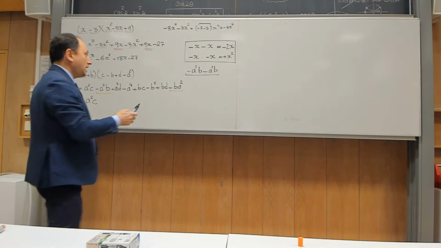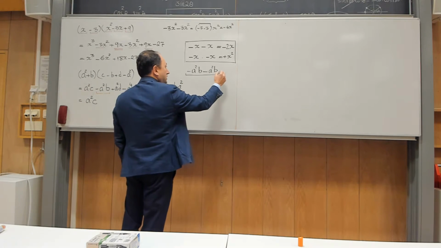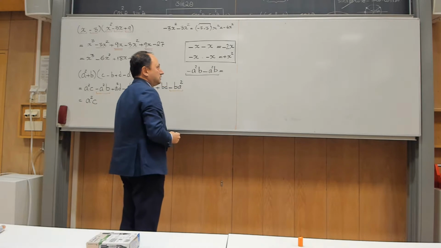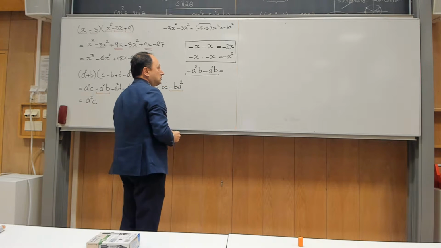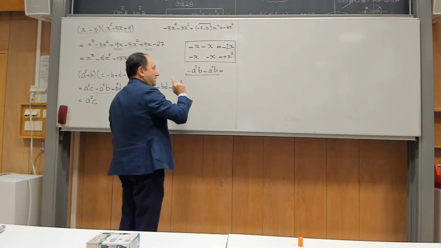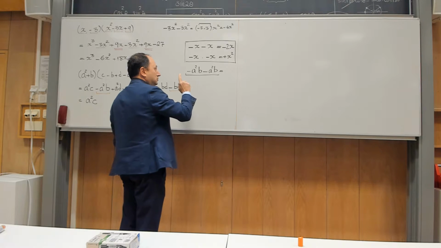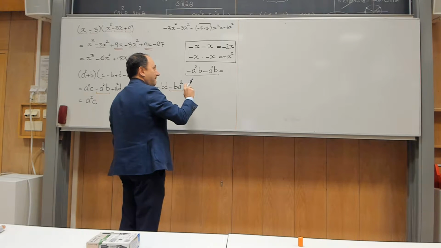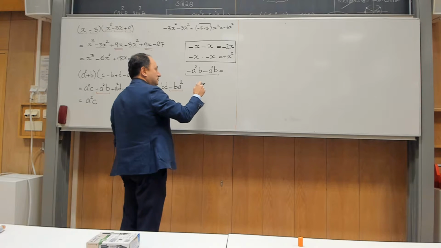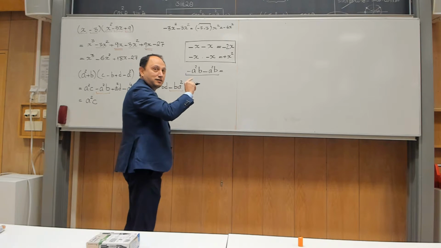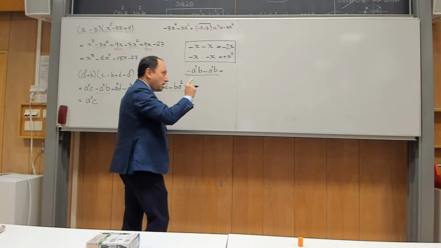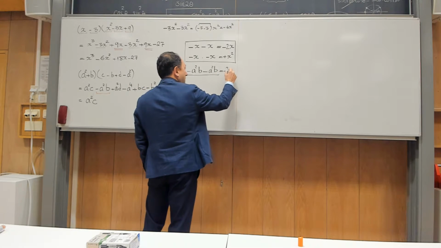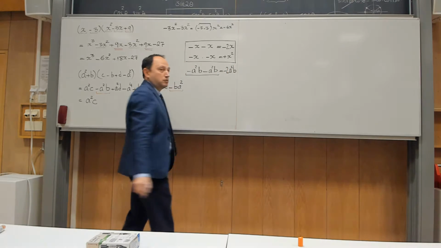Yes? So minus a squared b minus a squared b, what can I write in front then? Minus 2. Minus 2, a squared b. Agree? Yeah.